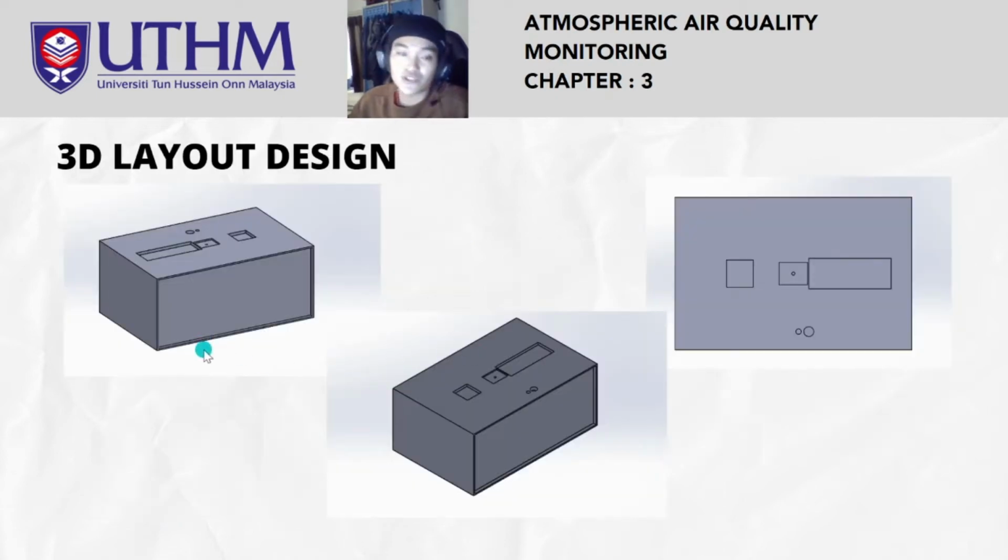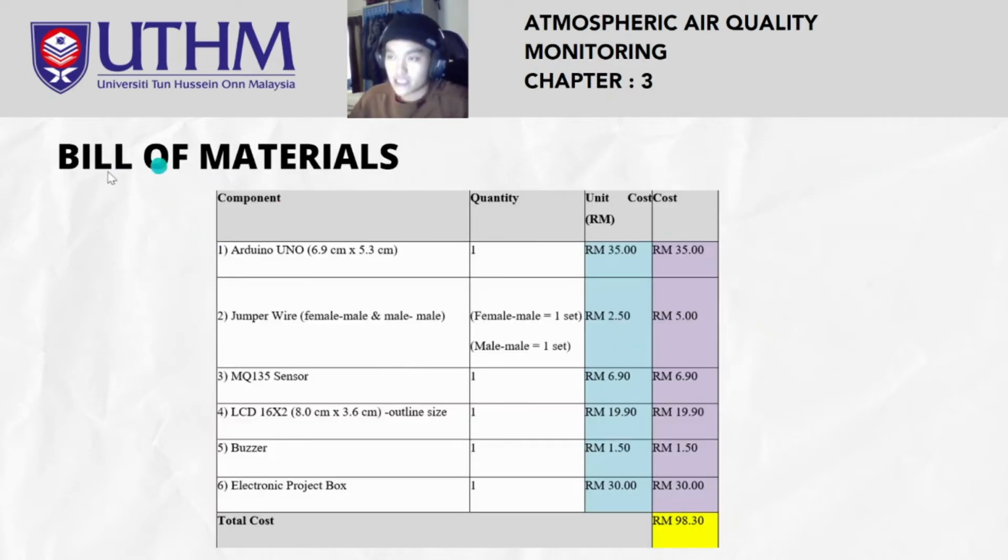And then this is the 3D layout design. The 3D layout design was developed by using AutoCAD. This is for the LCD and the MQ135 right here, and this right here is for the LED and the buzzer. And then this is the bill of materials.